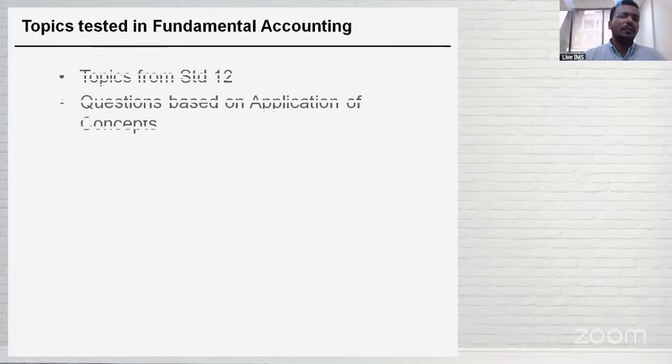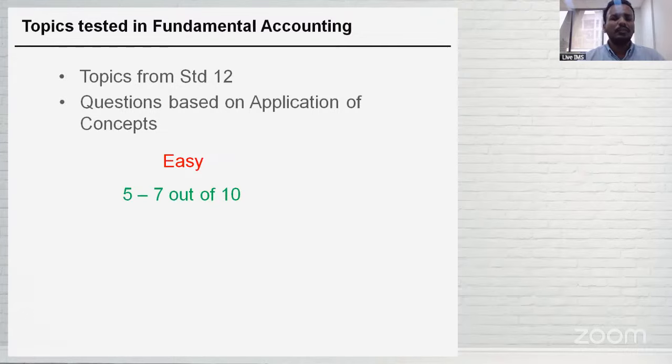Now let us talk about the topics tested in fundamental accounting. Obviously, all the accounting topics were asked from the 12th grade only. The questions were based on the application of concepts. Again, the level of this section was quite easy. Many of the students were able to attempt around 6 to 7 questions out of the 10 questions asked. A few of the questions were theoretical, and there were a few questions where students were supposed to do calculations also.